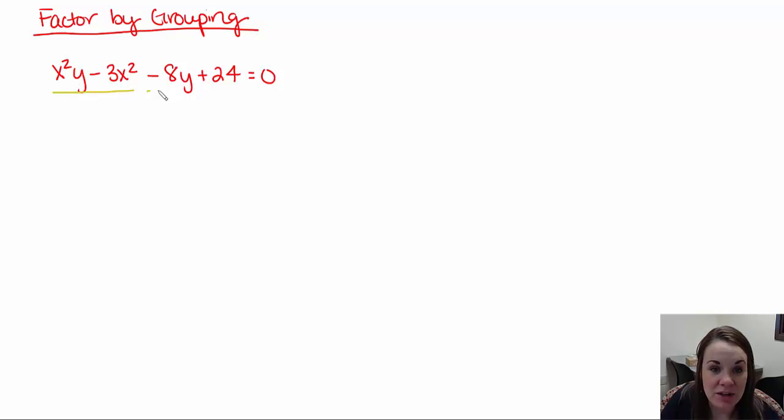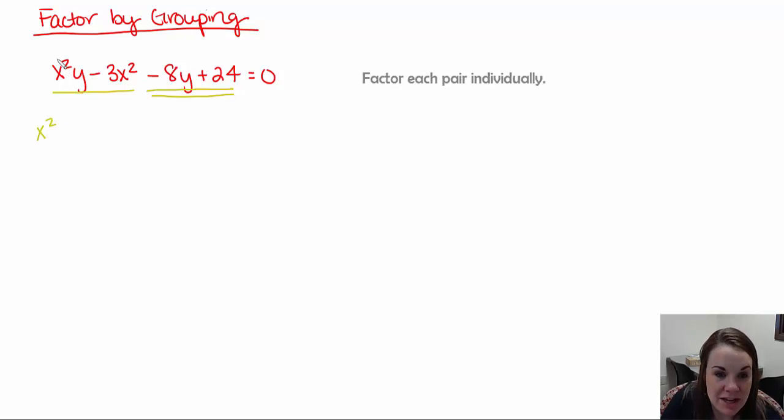And then we check, what do my last two terms have in common? Well, they're both divisible by 2, 4, and 8. And I want to pick the greatest common factor that they have, so I'm going to choose 8. So what I do is I start by factoring out an x squared, because that's what they both had in common.